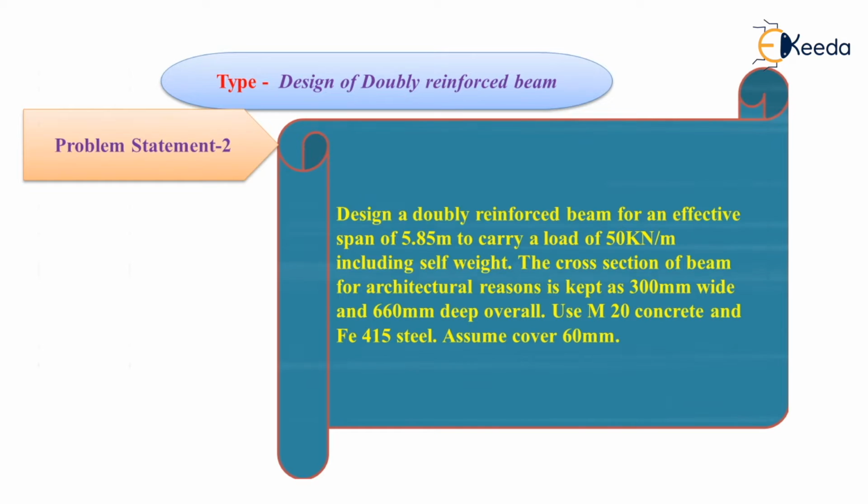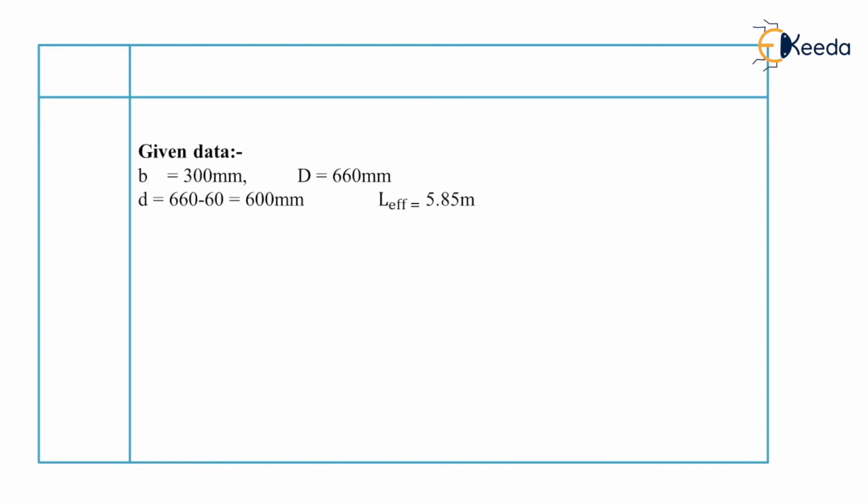Assume cover 60 mm. So here is the given data. Width is given as 300 mm. Overall depth, that is capital D, is 660 mm. Cover is 60 mm. Therefore, effective depth will be total depth minus cover, that is 660 minus 60, which is equal to 600 mm. Effective span is given as 5.85 meter, and the working load inclusive of self weight is given as 50 kilonewton per meter.